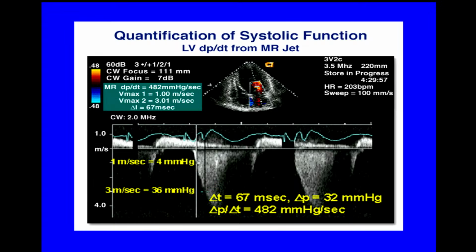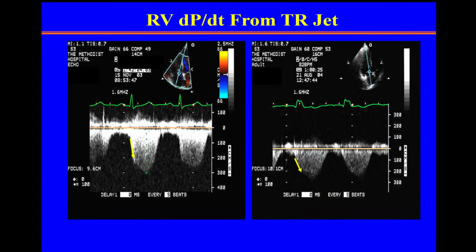Rather than using it the way I presented it to you, you can also use it in a qualitative way. Do I see this ascending limb of the MR going in a straight line, or do I see a bend that tells me that the LV pressure is rising slowly? We can do the same for the TR jet. These are two examples where the change in velocity is steep and where it is taking a longer time.